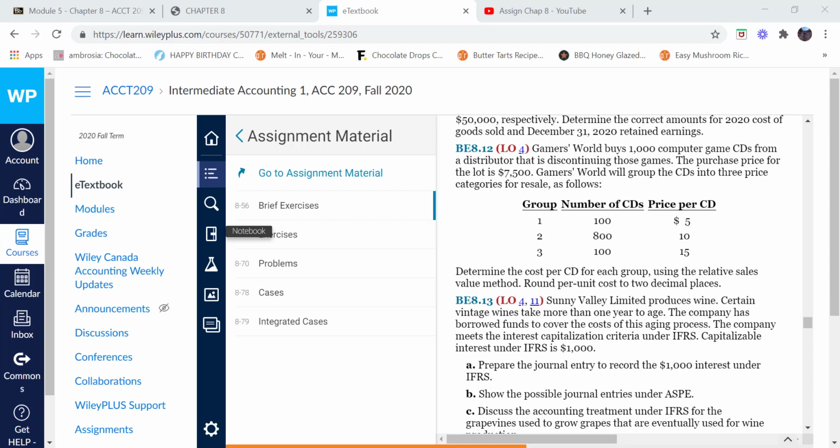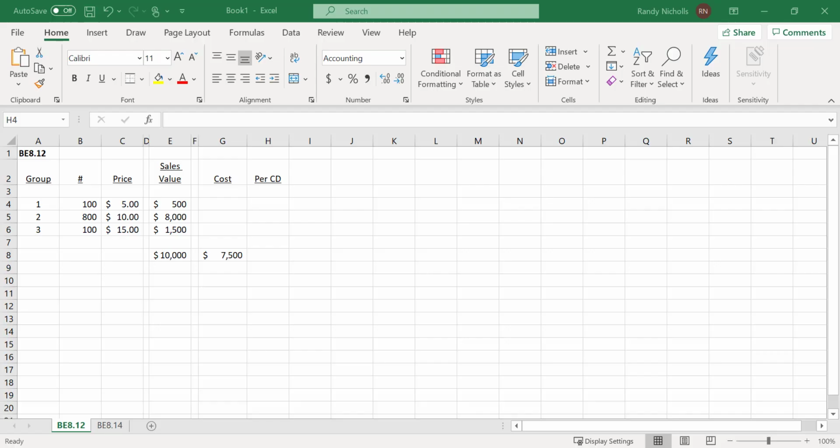So it is important to get a cost for each CD, so as you sell them, you can record the right cost of goods sold. And at the end of the year, if you have some left in inventory, you know what to value them at. What they're saying here is use the relative sales value method. So they're going to figure out the sales value of all these CDs and then allocate the $7,500 cost based on that. So I've just started this in a spreadsheet.